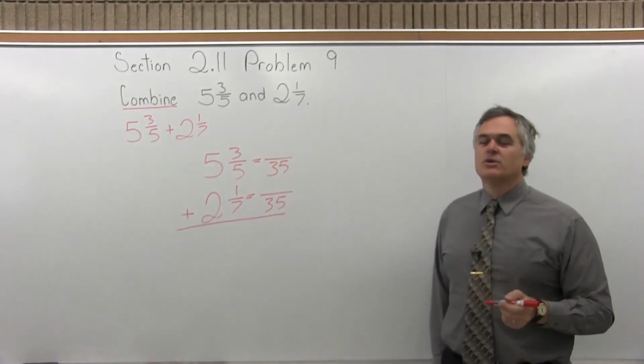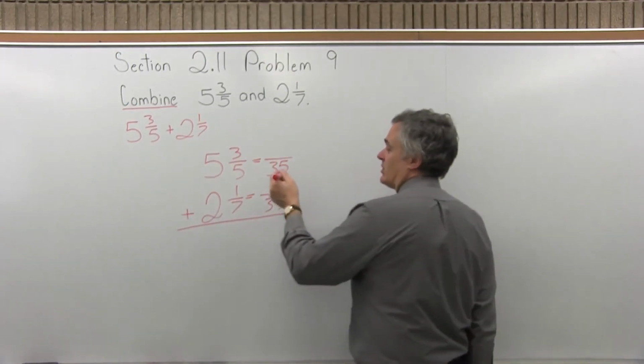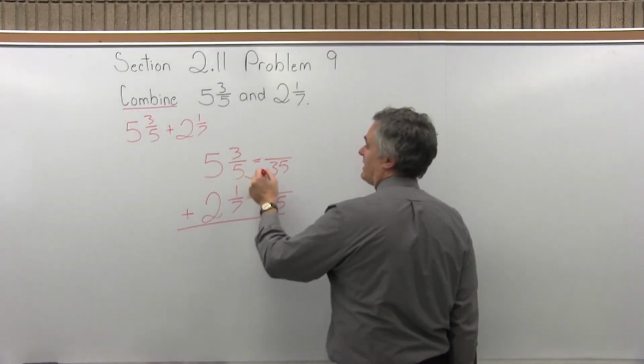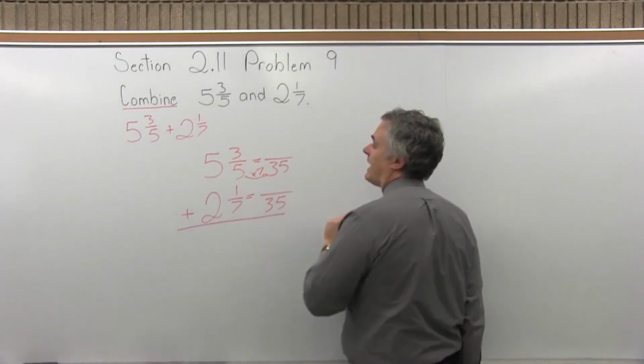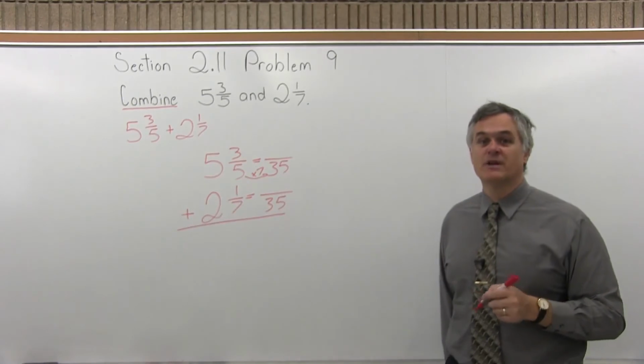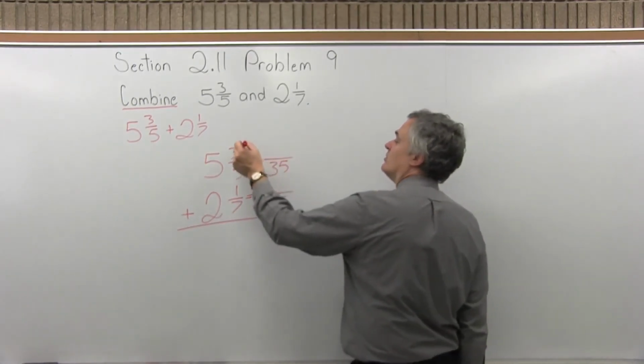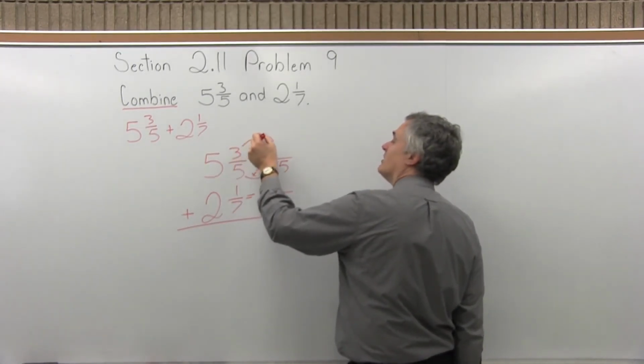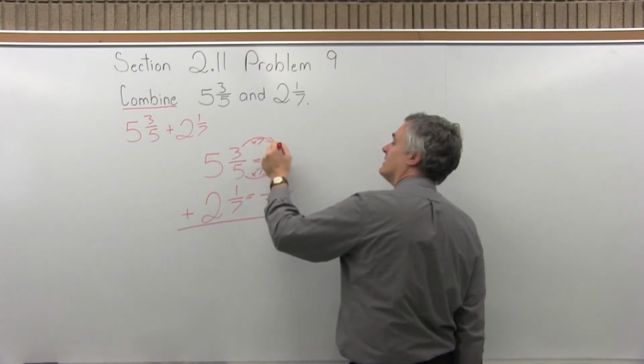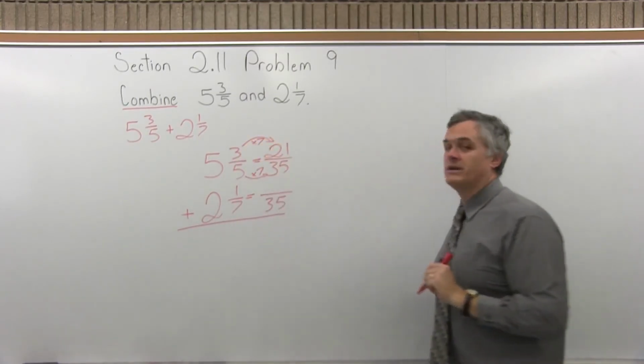So let's figure out what the numerators will have to be to change the denominators to 35. So 5 times some value became 35. The value must have been 7. 5 times 7 is 35. So the numerator would be multiplied times the same value, times 7. So 3 times 7. 3 times 7 is 21.